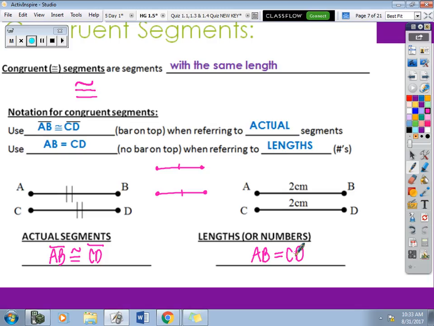I don't have to write the little squiggly line? No, because we're saying they are equal in length, not congruent. They are also congruent, but we're just saying that their lengths are equal right now.